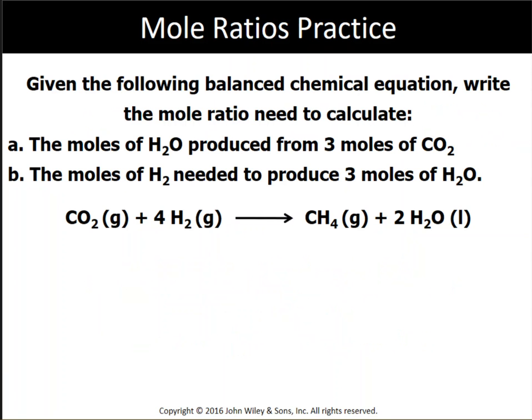So let's look at another example. You're given this balanced chemical equation. Carbon dioxide gas reacts with hydrogen gas. From that reaction, methane, CH4, and water is formed.